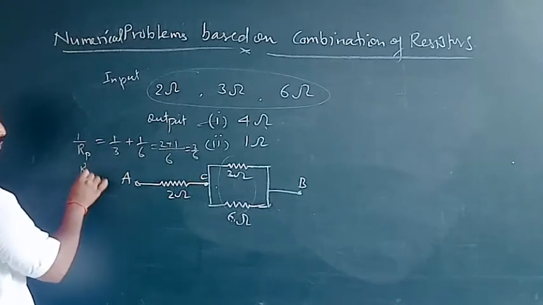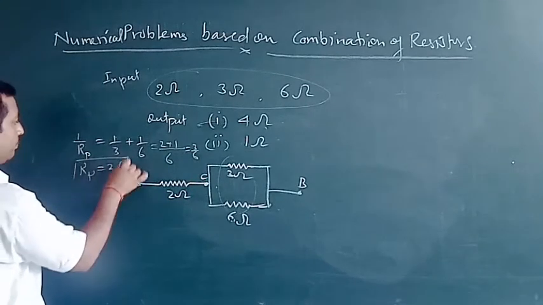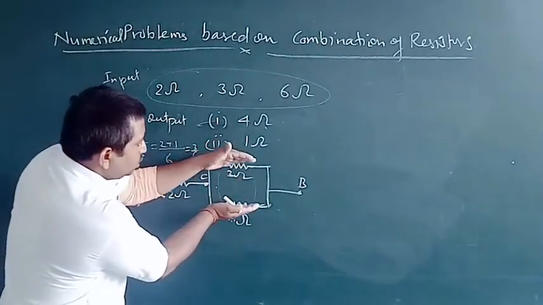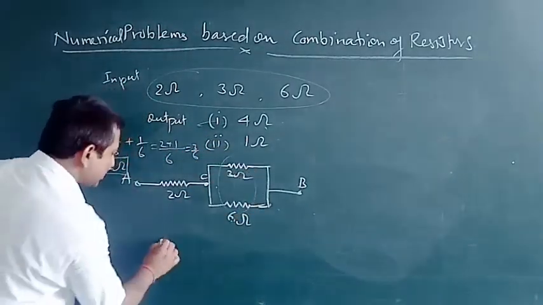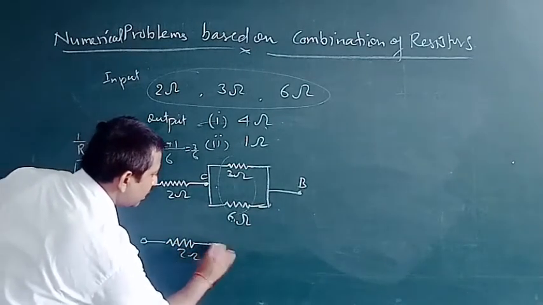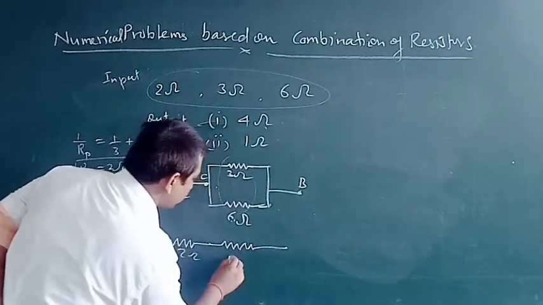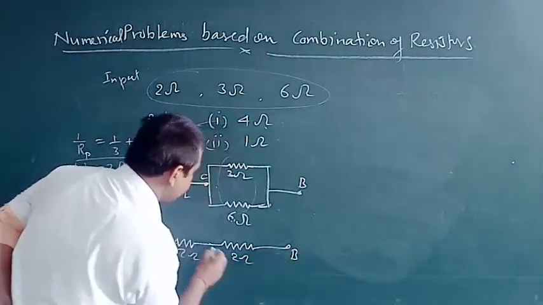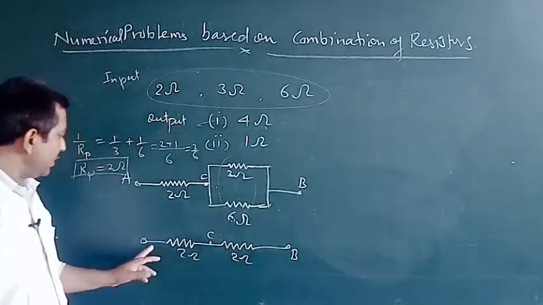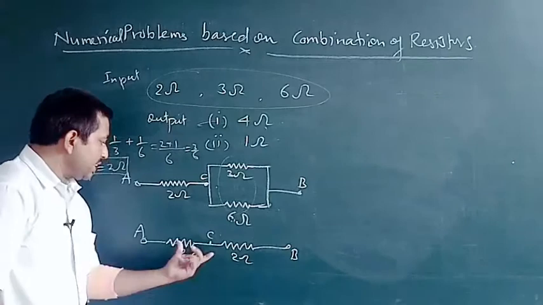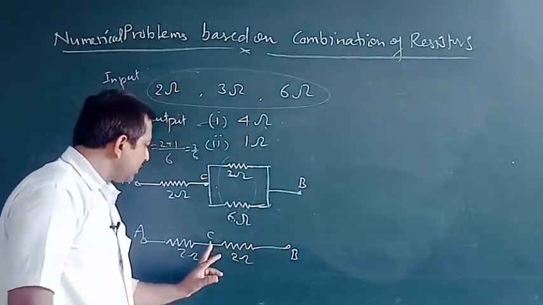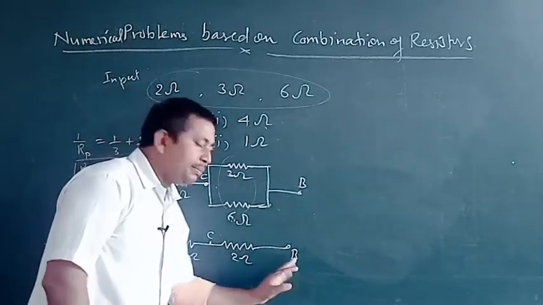So after reversing it, we get what? 2 ohm. So if we remove these two resistors by a single resistor, then the circuit reduces like this. This is a 2 ohm resistor and this one is also a 2 ohm resistor, this point is B and this one is C. So from here we see that a 2 ohm resistor is connecting between A and C points, and another 2 ohm resistor is connected between C and B points.